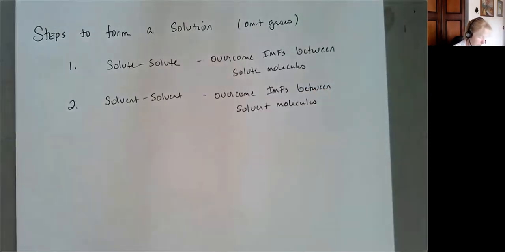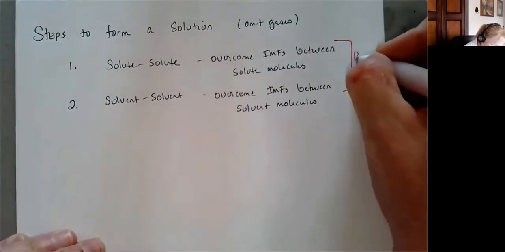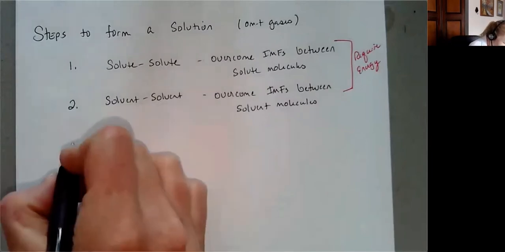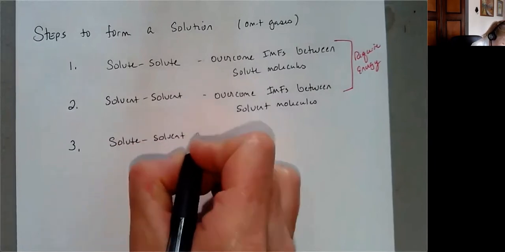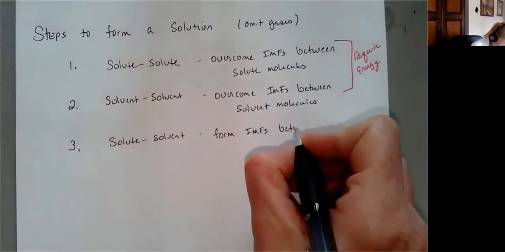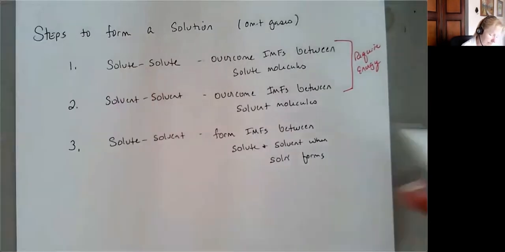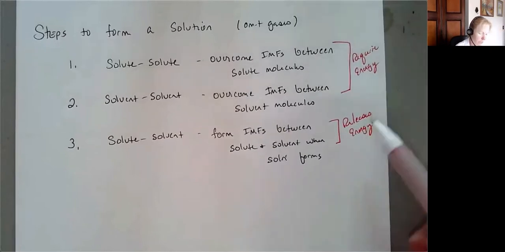So both of these steps are going to require energy because I have to overcome those intermolecular forces. And the stronger those intermolecular forces, the more energy I have to put in. The third step is I'm going to form solute-solvent intermolecular forces. So I'm actually going to form intermolecular forces between solute and solvent when I form the solution. And this is energetically favorable. So this releases energy. This I'm going to have to put energy in, this I'm going to release energy.